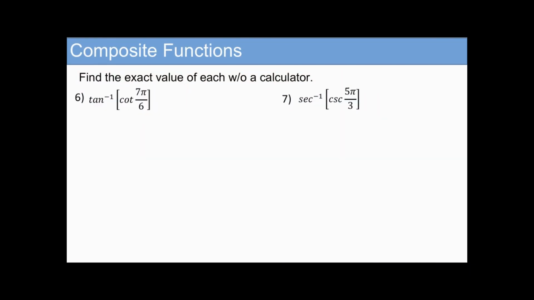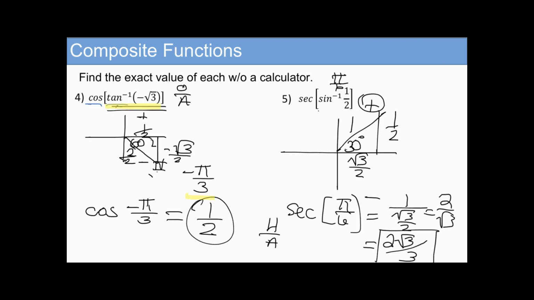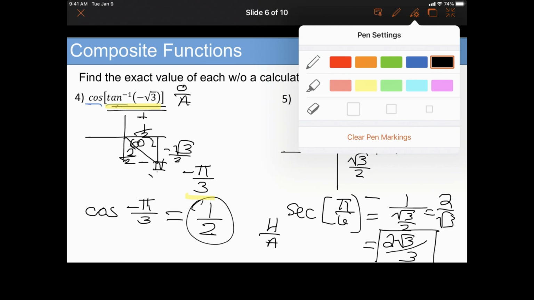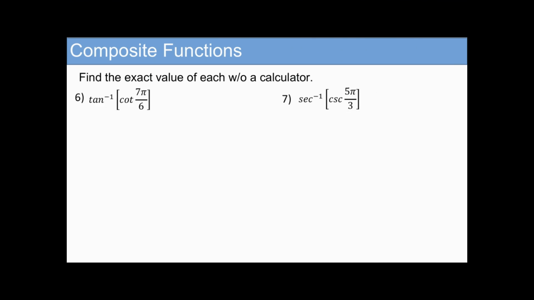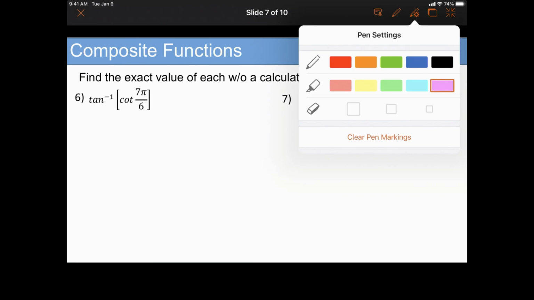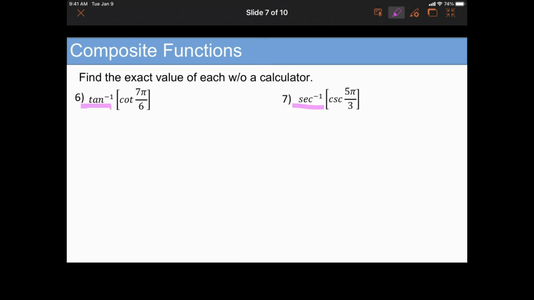Now notice these problems are different than the ones before. The ones before, for these two problems, 4 and 5, the inverse is on the inside. See, the inverse is on the inside. But if you look at 6 and 7, the inverse is on the outside, right? So this is going to be different. So the first thing is you have to actually find a number. So this time you're given the angle, right, instead of a number. So it says 7 pi over 6 cotangent. So 7 pi over 6, that's going to be in the third quadrant.